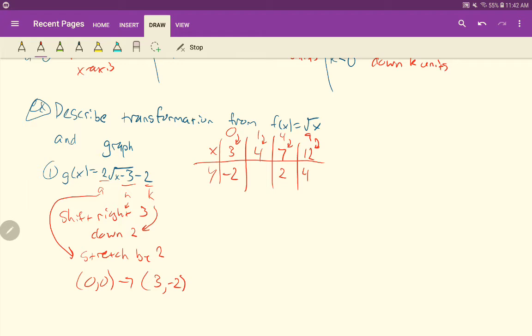What was 4? Shoot, well, let's see here. I'll just plug it in. 4 minus 3 is 1, square root of 1 is 1, times 2 is 2, minus 2 is 0. So there we go. So negative 2, 0, 2, and 4. Okay, so we can graph this.